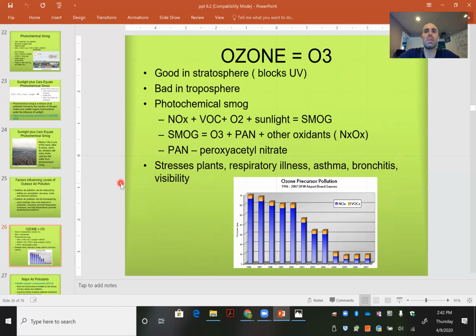Moving on, ozone. We've seen ozone before. That's O3, three O's together. It's good in the stratosphere. In the ozone layer, it's wonderful. We need it. It's our friend. However, in the troposphere, it's bad. Ground level, you don't want it. It is a byproduct of photochemical smog. Smog will give you O3, ground level ozone, peroxyacetyl nitrates, aldehydes, and other oxidants. And oxidants are very dangerous to your respiratory systems.